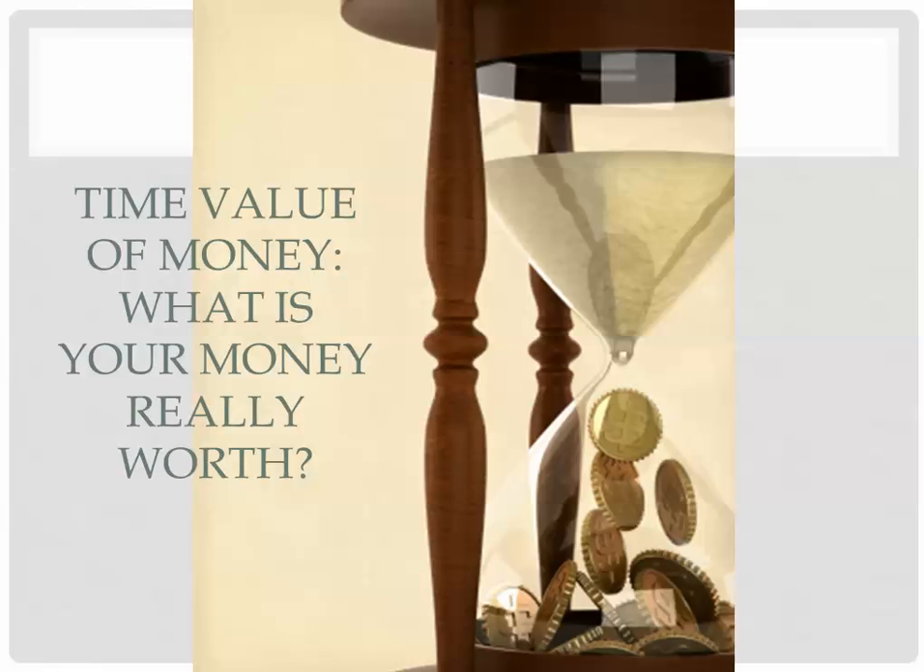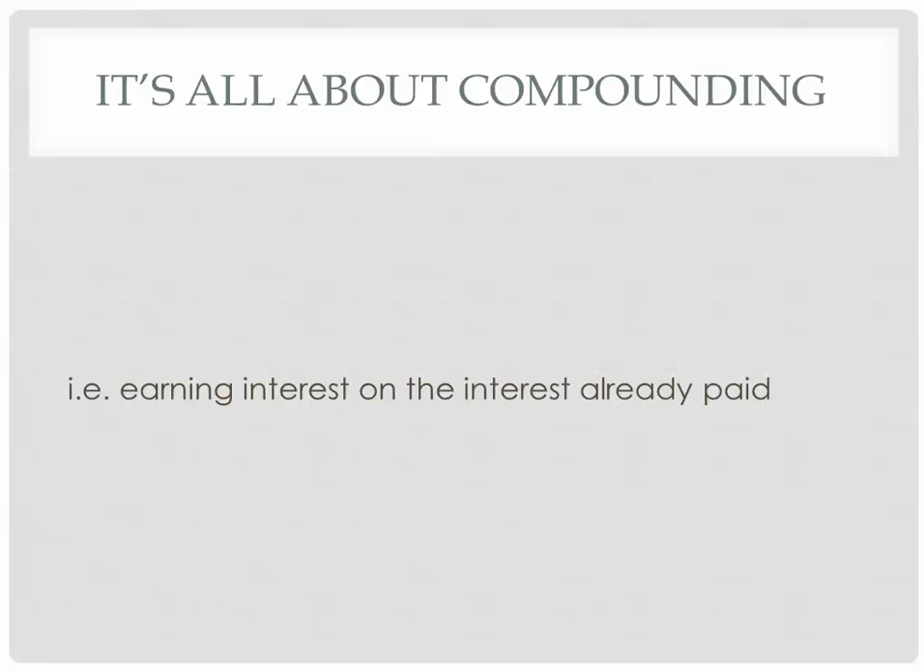Time value of money tells us what our money is really worth. In the end, time value of money is all about compounding. And compounding is the earning of interest on the interest that you've already been paid. So if you have a bank account paying 10%, wish I had one, and I put $1,000 in, then at the end of the year, they will give me $100 in interest, and I will have $1,100. If I leave all that money in, and I get 10% more interest, my interest will be $110 in the second year, and I will have $1,210 sitting in my bank account after just 2 years.